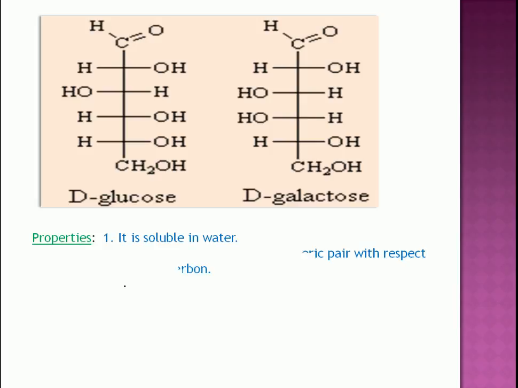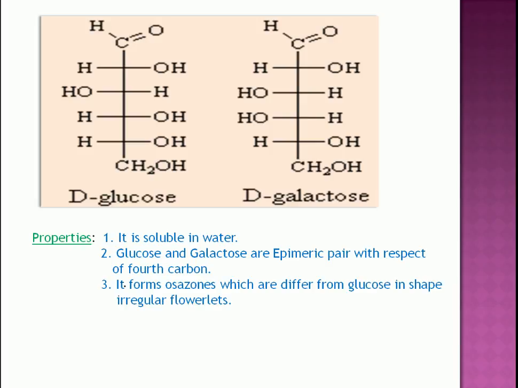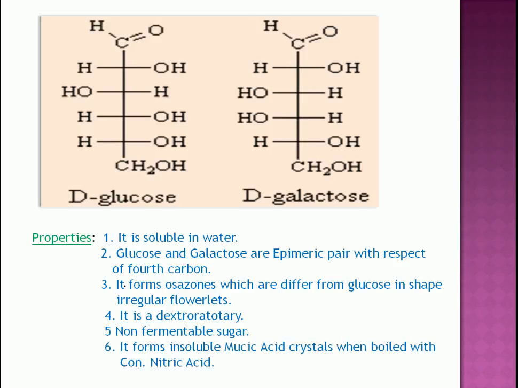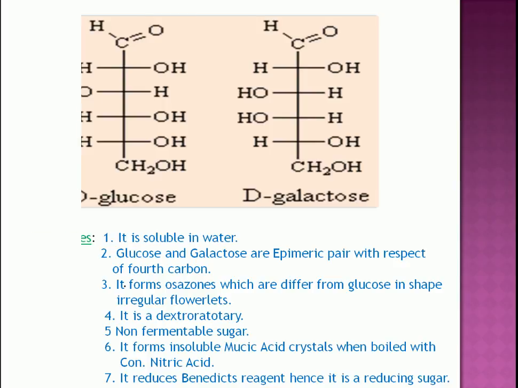Properties: it is soluble in water. Glucose and galactose are an epimeric pair with respect to the fourth carbon. It forms osazones which differ from glucose in shape, irregular flowerlets. It is dextrorotatory, a non-fermentable sugar. It forms insoluble mucic acid crystals when boiled with concentrated nitric acid. It reduces Benedict's reagent and Fehling's reagent, hence it is a reducing sugar. It reduces Barfoed's reagent, hence it is a monosaccharide.